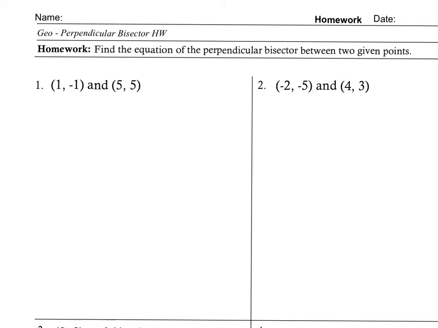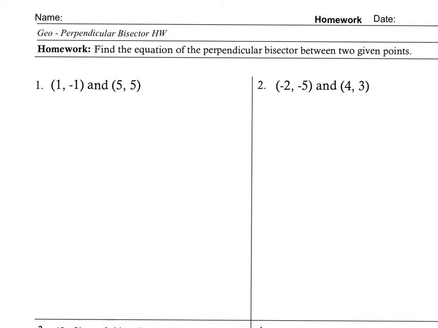Okay, we are going to do the perpendicular bisector between 2 points, and in this case we're going to be doing problem number 1, finding the perpendicular bisector between this point and that point. So that's what I'm going to show you. We're just going to ignore number 2. I'm going to do all the work in this area.